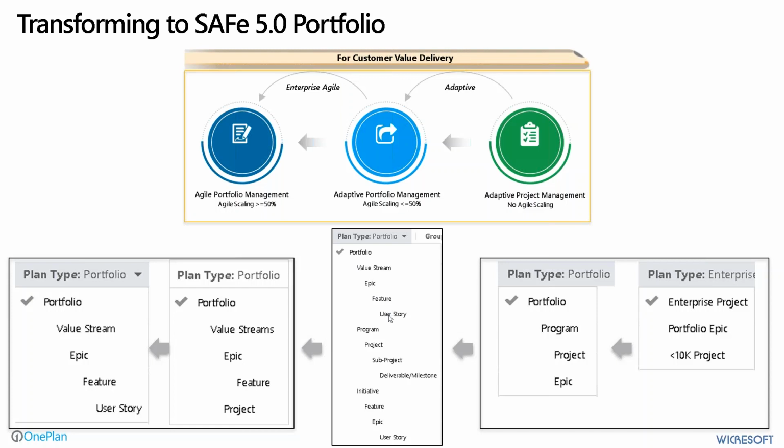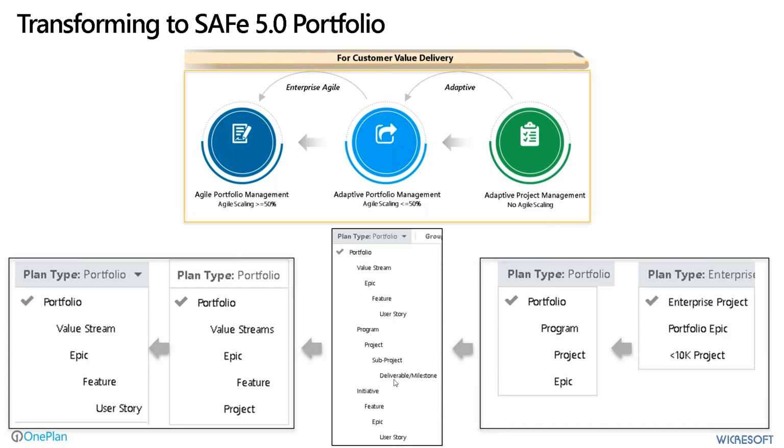At the very top is the SAFe planning hierarchy. So we have a portfolio of value stream epics. You can see I go all the way down to user stories. It might be different in your organization, by the way. It could be PBIs if you're using Azure DevOps. So I'm just referencing directly the SAFe planning hierarchy.